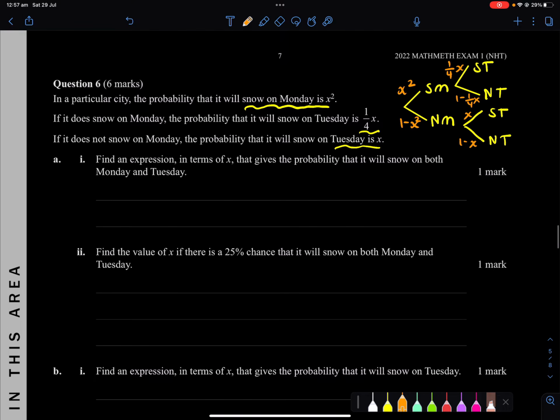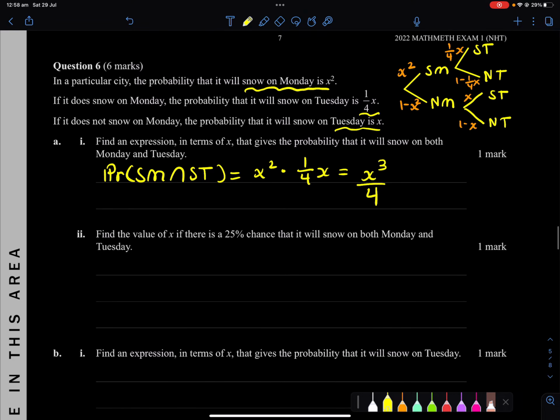Knowing that, we're asked to find an expression in terms of x that gives the probability that it will snow on both Monday and Tuesday. So the probability of SM intersection ST, which is SM and ST, is x squared multiplied by 1 over 4x, which is x cubed over 4. That looks right.